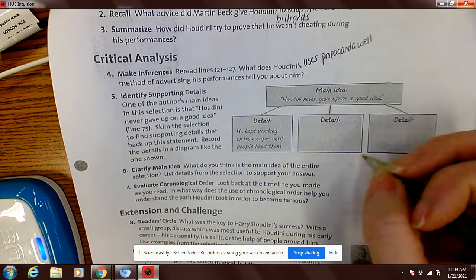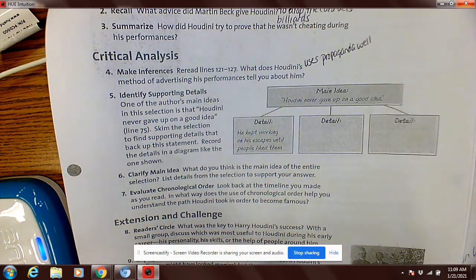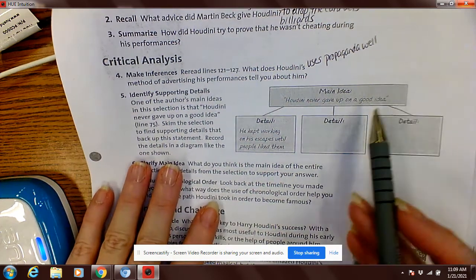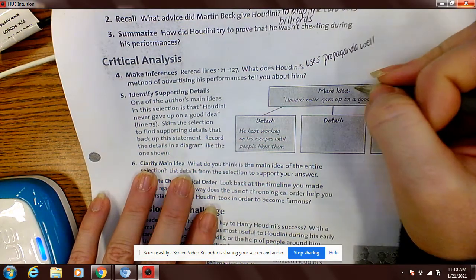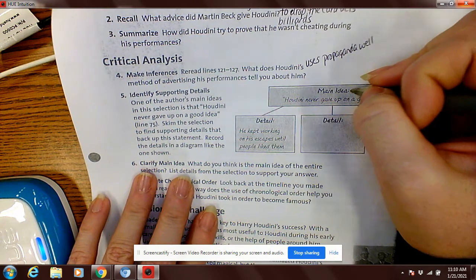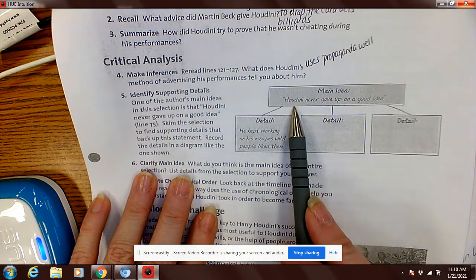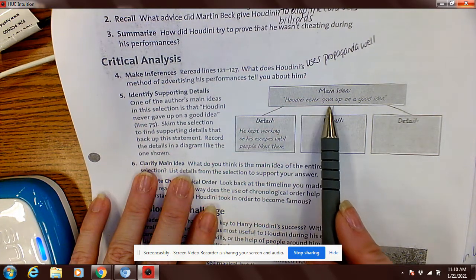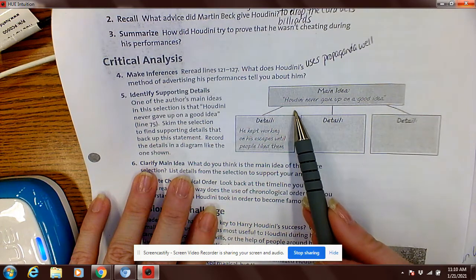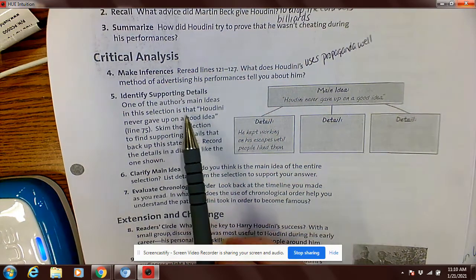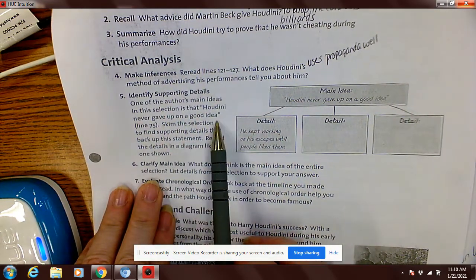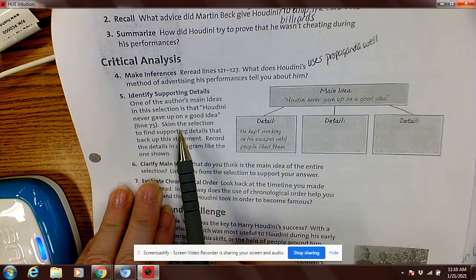Remember, plot is made up of details. The professional word for what your teacher calls the story is plot, and all you have to remember is plot is the events of a story. And you can see this graphic organizer for main idea. Main idea, we talked about it all year. Main idea is what the paragraph or the story is all about, okay? And so you can see the main idea that they're dealing with here. Houdini never gave up on a good idea. And then they want you to support that statement, and you pull out the details and you put them in these boxes. So one of the author's main ideas in this selection is that Houdini never gave up on a good idea. Line 75. So you need to skim the selection to find supporting details that back up this statement.